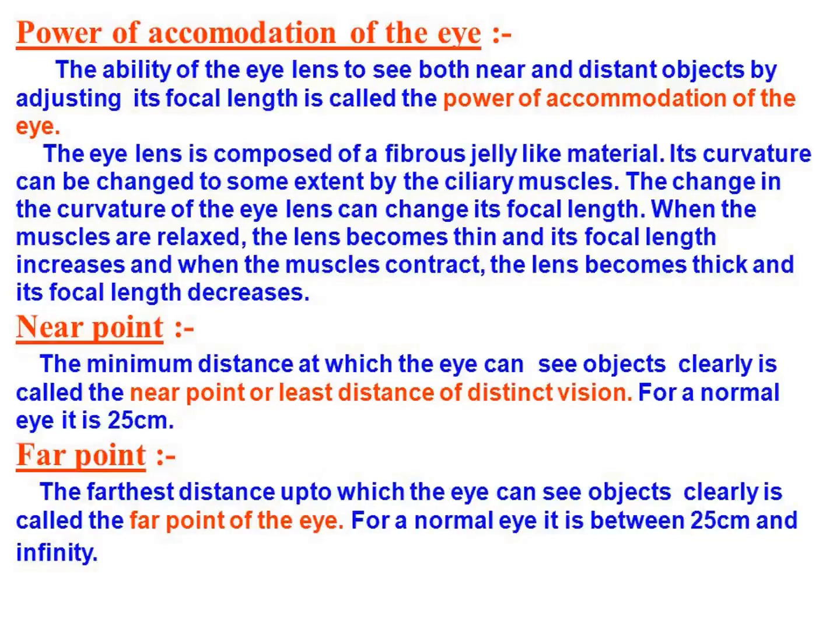Okay, the near point: the minimum distance at which the eye can see clearly is called the near point. For a normal eye, 25 centimeters is the near point. Farthest object means the far point, away from the eye. So from 25 centimeters to infinity, that is the range of vision, and the far point is at infinity. Inside 25, that is closer than the near point. Okay, this is the power of accommodation of the eye.